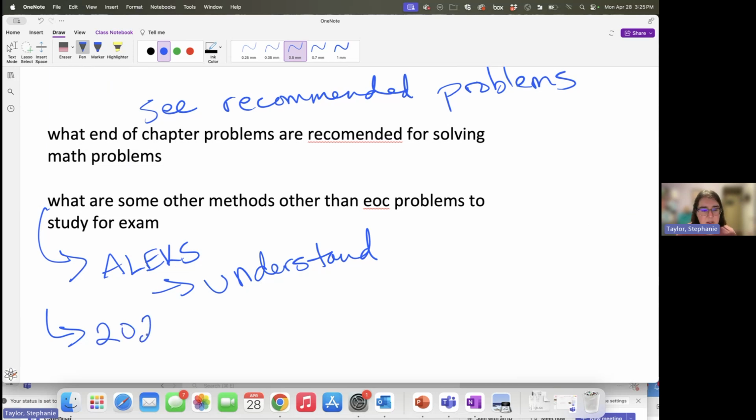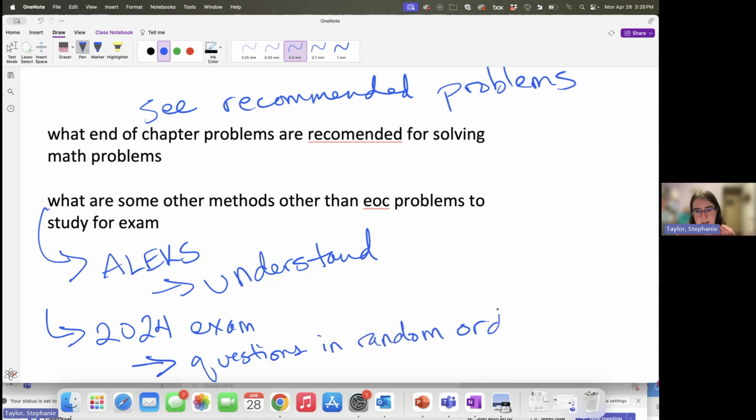You guys also have that 2024 exam to give you a general idea of things. And the thing I like the most about the 2024 exam is that the questions are in a random order. So one of the things that is the most difficult to practice is how do you look at a question and figure out what to do?